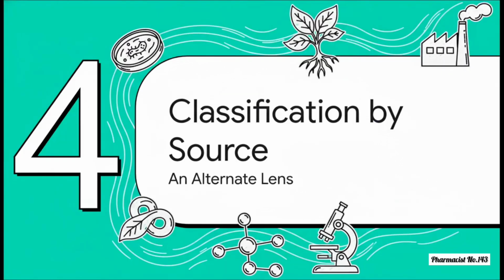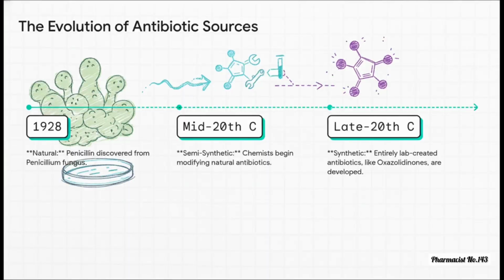To round out our framework, there's one more useful lens we can look through, and this one gives us a little historical context. It's classifying the drugs by their source. Basically, where do they come from? Really, the history of antibiotics is this amazing evolution from discovery to pure design. It all started with nature, right? Fleming and his moldy petri dish. Then we got clever and entered the semi-synthetic era, where scientists would take that natural molecule and tweak it in the lab to make it even better. And today we have purely synthetic drugs, created entirely from scratch in a lab.